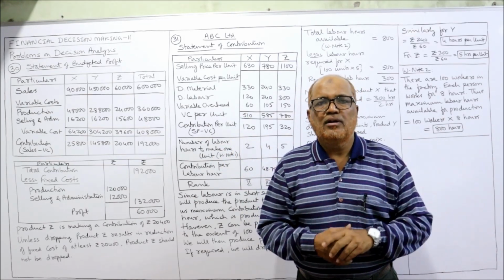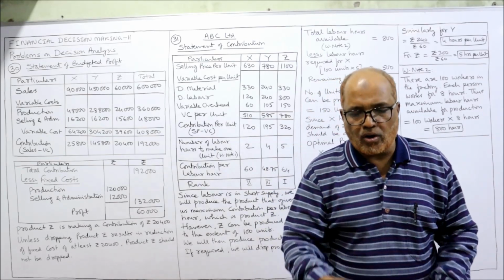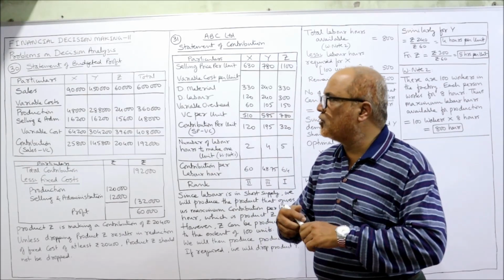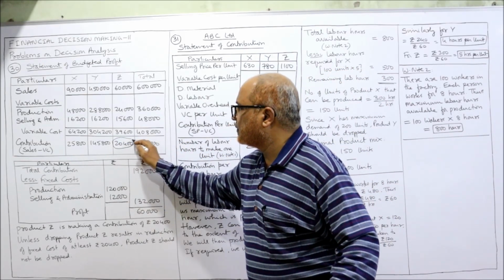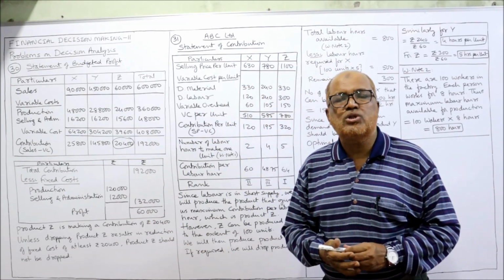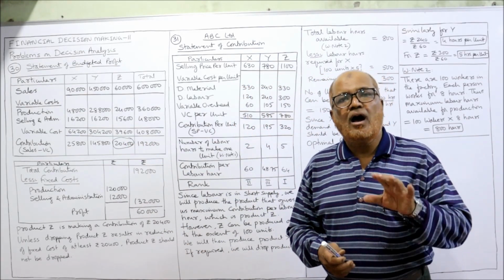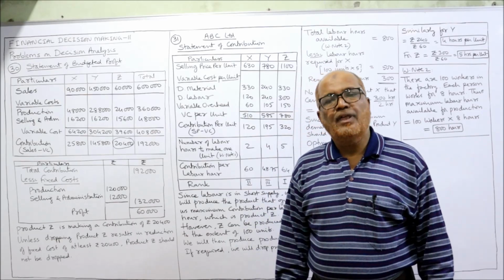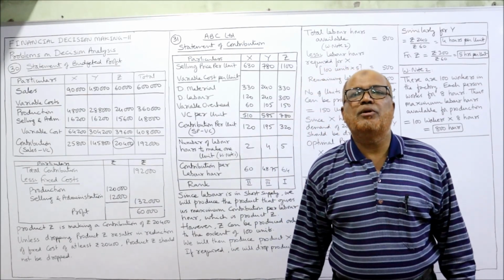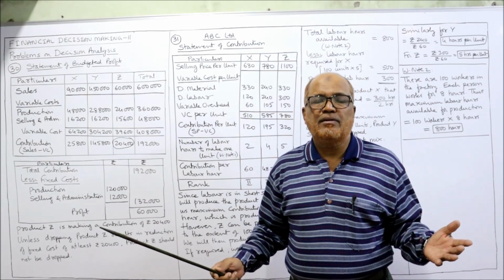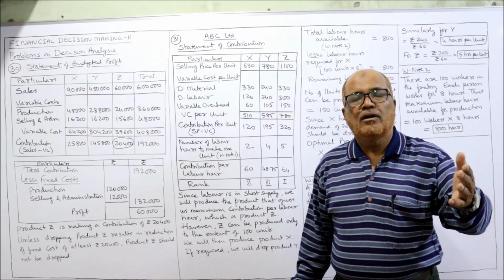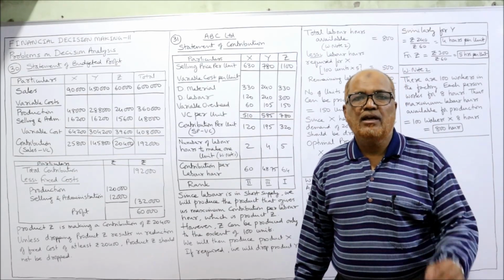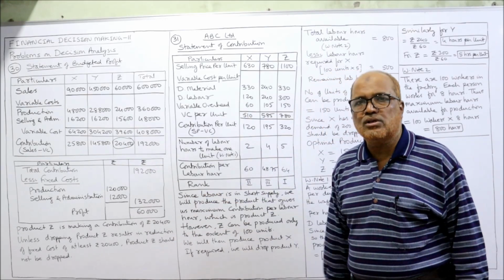We suggest to the board that product Z should not be dropped because product Z is making a contribution of 20,400. If the fixed cost can be reduced by 20,400, then we say that product Z should be dropped. If no fixed cost is being reduced, then we suggest the company to continue product Z, don't drop product Z, because it is giving a contribution of 20,400.